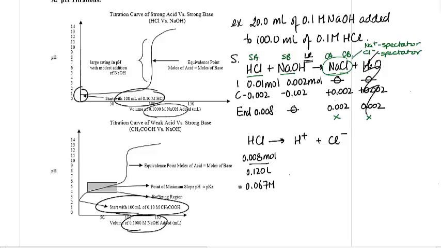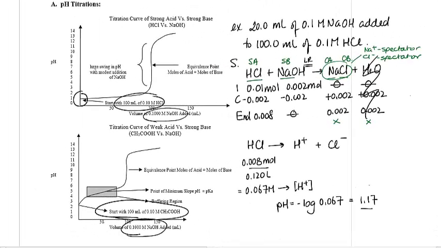Because it is 100% dissociation, we can then assume that that is going to be the concentration of H plus. So now at this point, we take the pH, which is going to be negative log of 0.067. And when we put it into our calculator, we end up with a pH of 1.17. And so this is how you calculate the pH at every point of the strong acid versus strong base titration up until you reach the equivalence point.